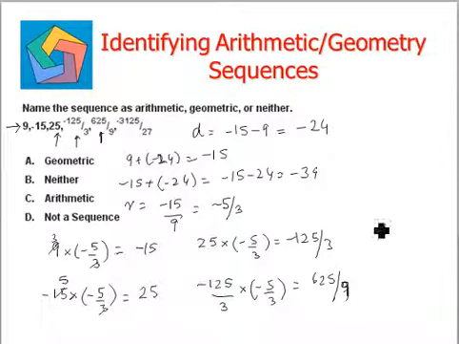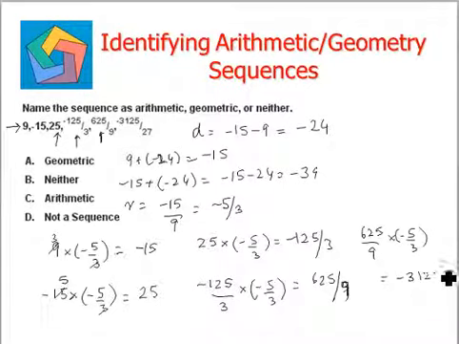And finally the last term, 625 by 9 multiplied with negative 5/3, will give us negative 3125 divided by 27. So we see that using the common ratio and multiplying each term with the common ratio, we got the sequence. Since it's generated by multiplication, this is called a geometric sequence. Option A is the correct one.